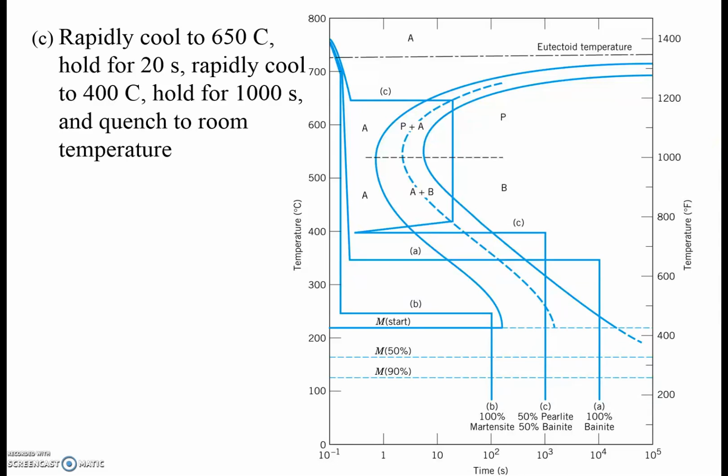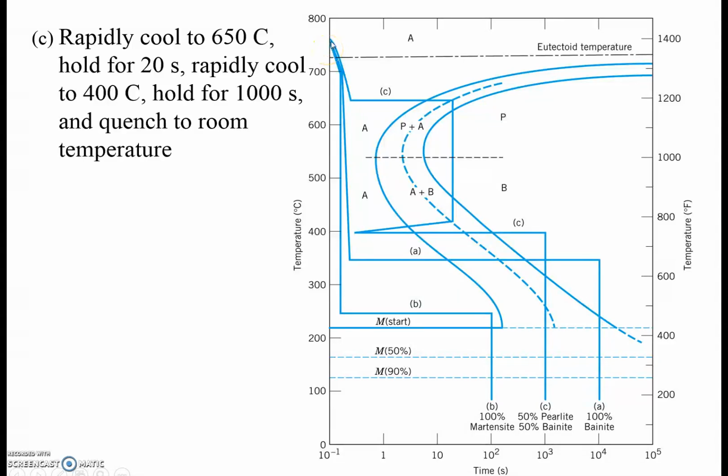Okay, so recall that we are on example 10.1 and we are at part C. Part C is a little bit more challenging, but it will be more fun. Part C says we're going to rapidly cool to 650 degrees Celsius, hold for 20 seconds, then rapidly cool to 400 degrees Celsius and hold for 1000 seconds. And then we're going to quench to room temperature. So let's follow this on the IT diagram.